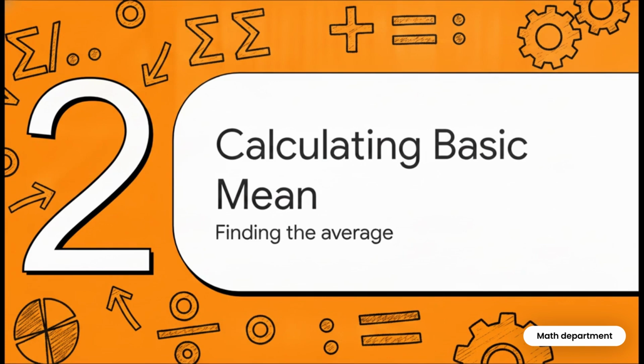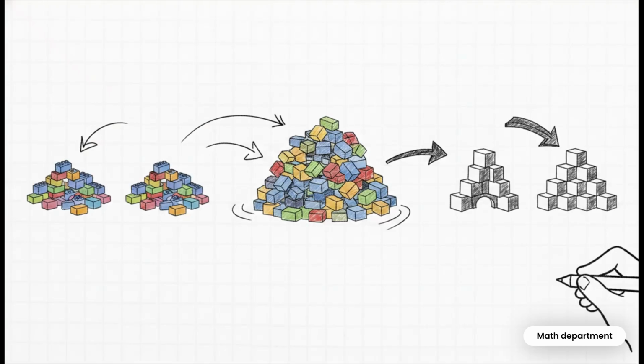Moving right along to Section 2, Calculating the basic mean. Let's see how this builds into our very first formula of the day. Now, as this writes out, really try to commit it to memory. The arithmetic mean equals the sum of the values divided by their number. It's actually super intuitive. You're literally just taking everything, adding it up into one big pile, and then sharing it out equally among however many items you have.